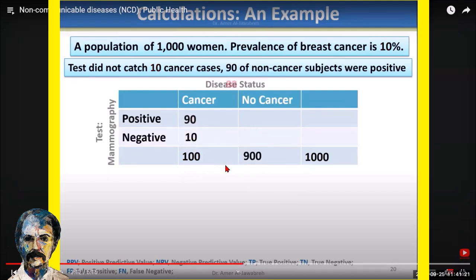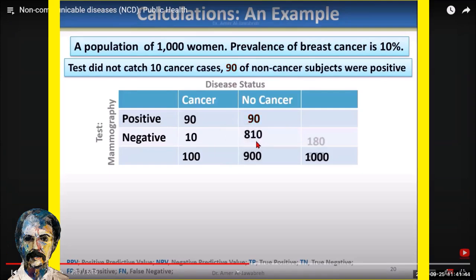Exactly. Very good. Finished with this. Now we go to the second part of the sentence. 90 of the non-cancer were positive. So is 90 here or here? Above here. 90. How much are we left with here? 810. Very good. Very nice.